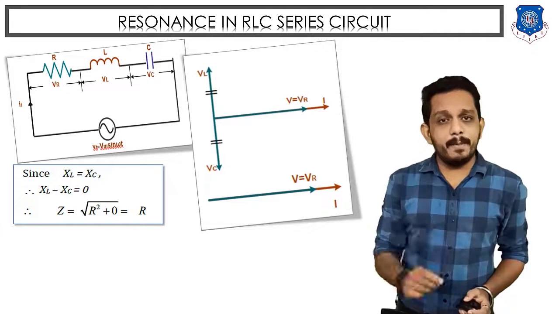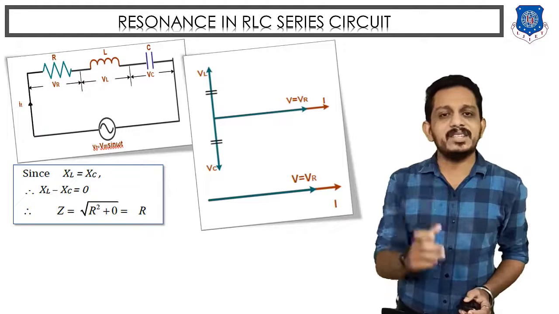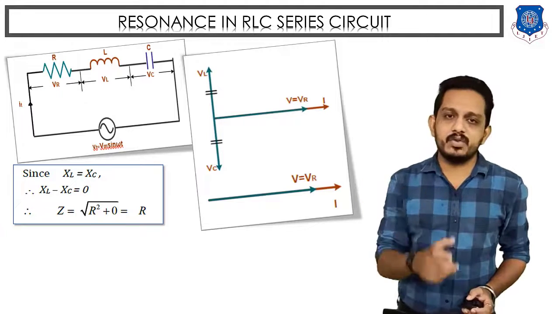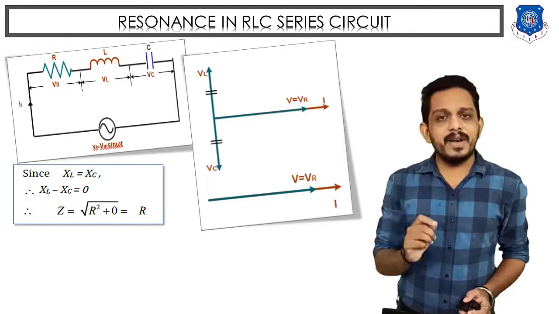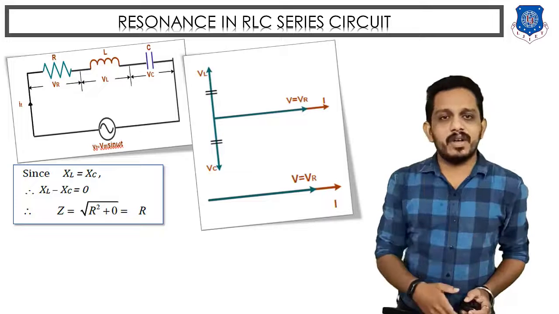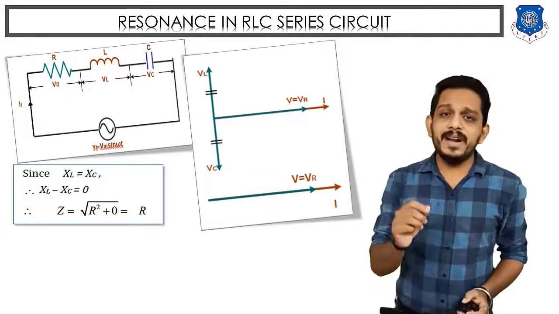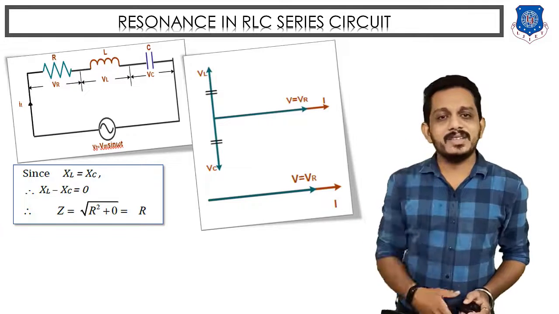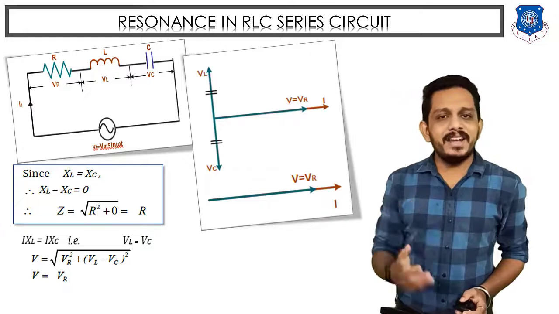In the case of impedance also, there is no effect of the inductor and capacitor at the moment where VL equals VC. The impedance Z was the square root of R squared plus (XL minus XC) squared, but the (XL minus XC) squared term will be eliminated, so Z equals R. So impedance will be minimum at this condition, and this condition is known as resonance in any series circuit.